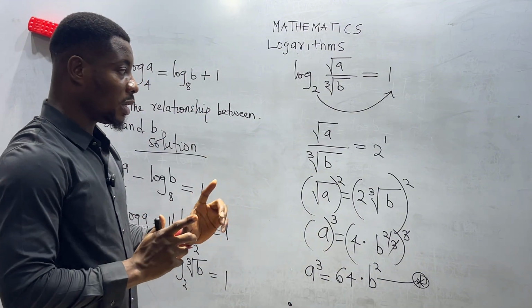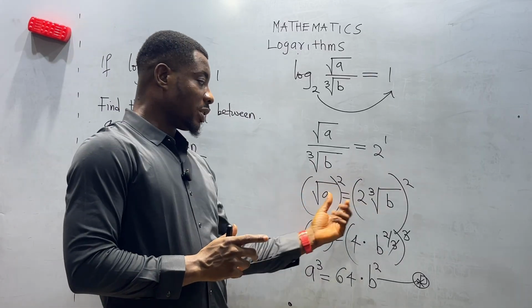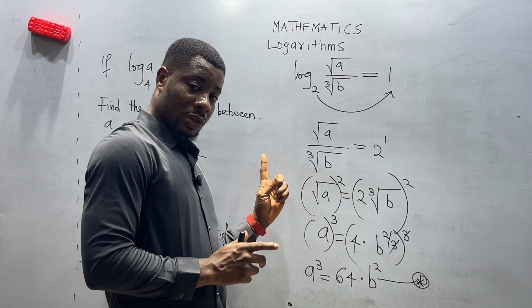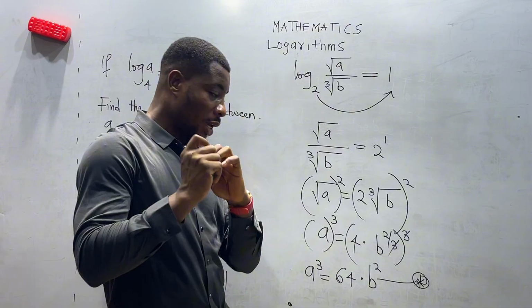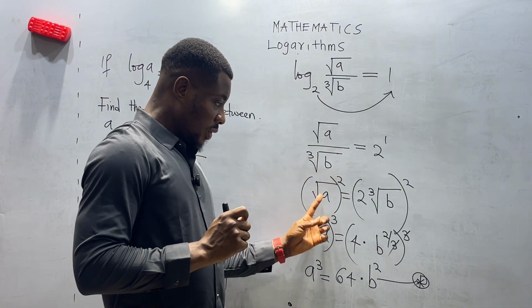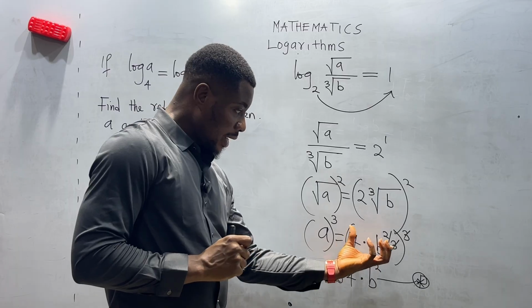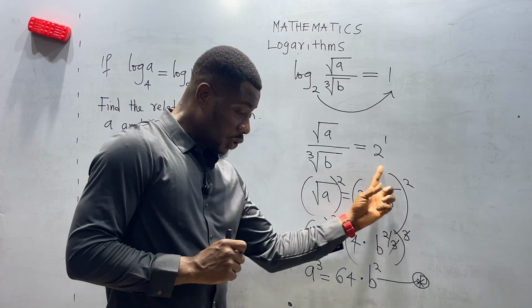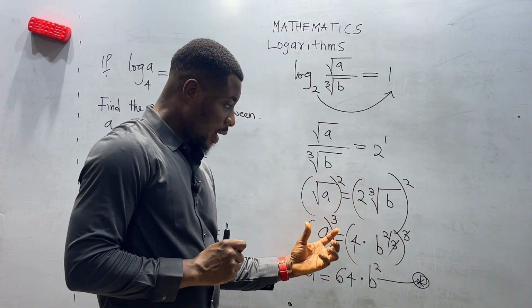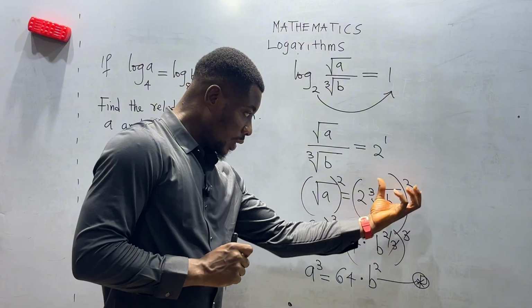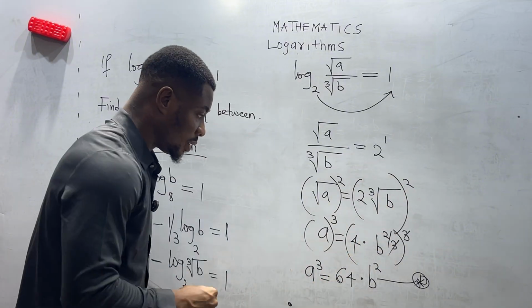Now what we did here, what's the reason why we squared both sides? Because I wanted to remove the square root. I wanted to have a situation where I have just a. So I squared both sides so that I can remove the square root. Then when I got to this point, why did I cube both sides? I wanted to actually remove this cube root. So I cubed both sides. So this is the final answer.